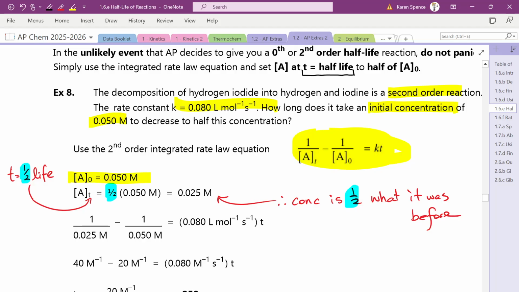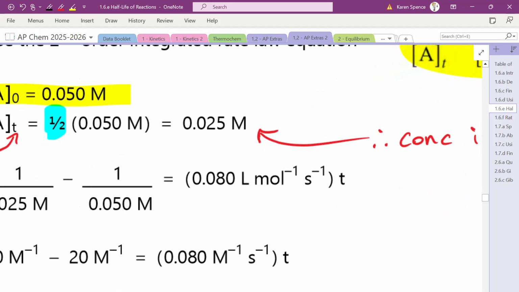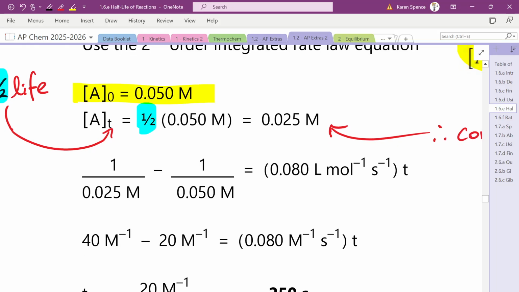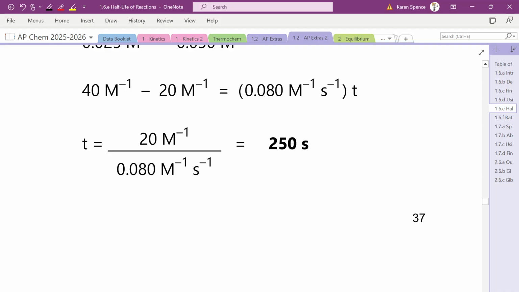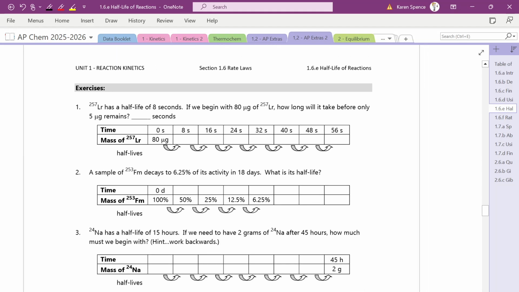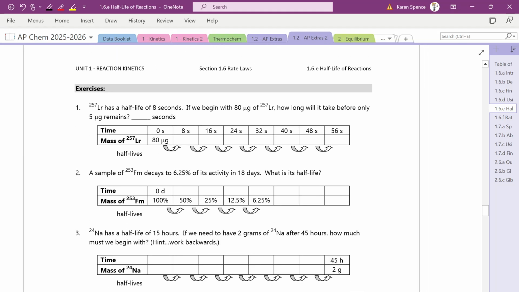And then you just chuck everything into the integrated rate law formula. You've got concentrations, you've got a rate constant, solve for t. Hooray, and you get 250 seconds. Is good? They're never going to ask you that. I can't imagine them doing it. You would do the same thing for 0th order. There's some exercises there. We're not going to get to those today.